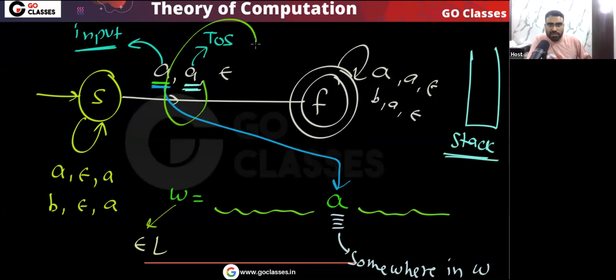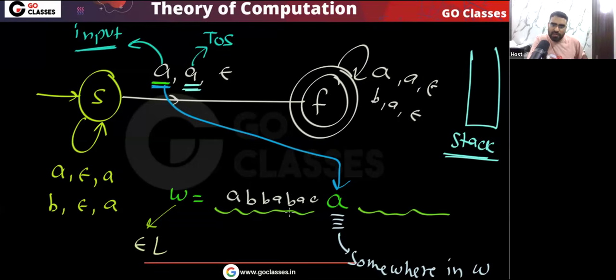If the top of the stack must be A, then either A or B should come before this. At least something should come. Yes or no? Basically, here I can say that, let's assume you have some N symbols. I'm writing this randomly.